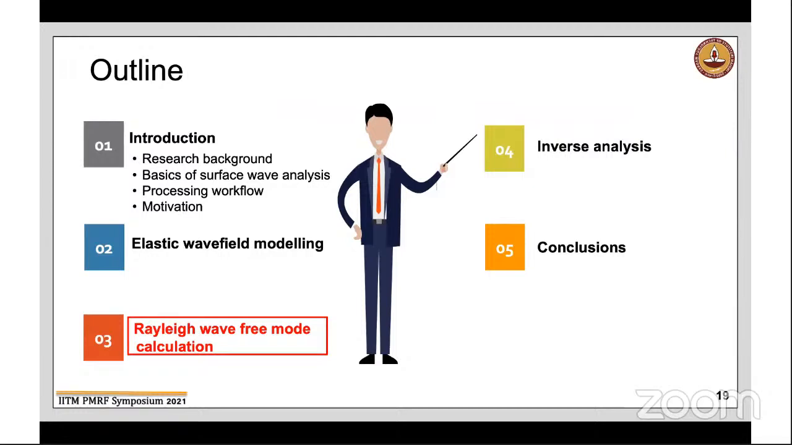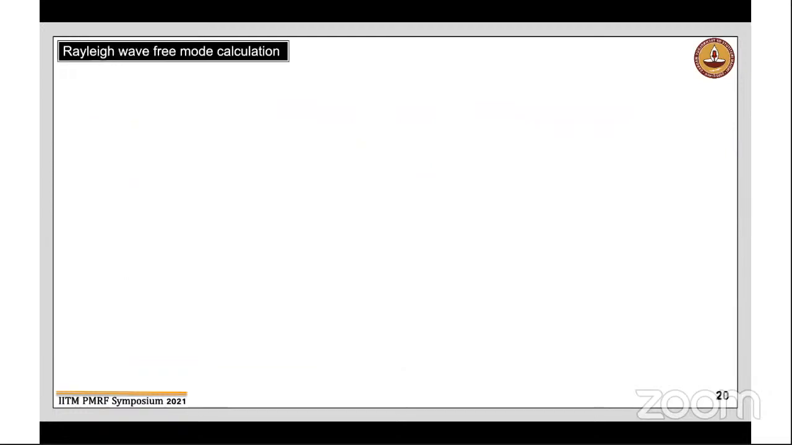Now coming to the free mode calculation. As you know, vibration of string and beam possess several modes depending upon the frequency and the energy. Here also, Rayleigh wave may propagate in different modes. Theoretical modes are calculated by solving the soil layer system.